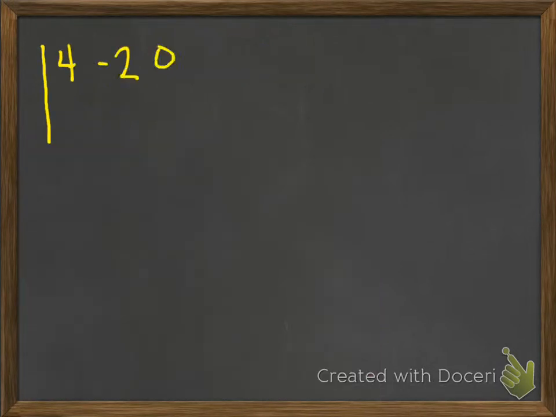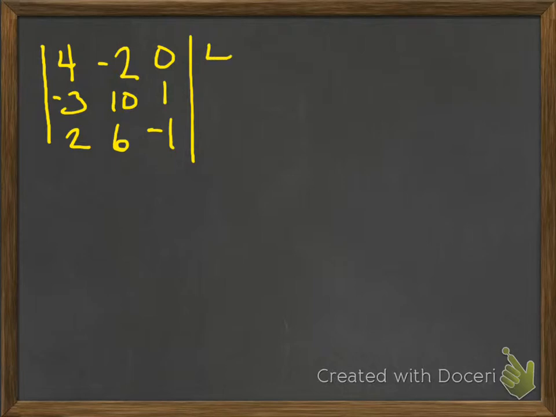Okay, so here's an example: 4, negative 2, 0, 3, negative 3, 10, 1, 2, 6, negative 1. Copy down that example, and then I'll show you what to do next. First thing, recopy the first two columns. So that 4, negative 3, 2, negative 2, 10, 6, you need to rewrite those next to the matrix.